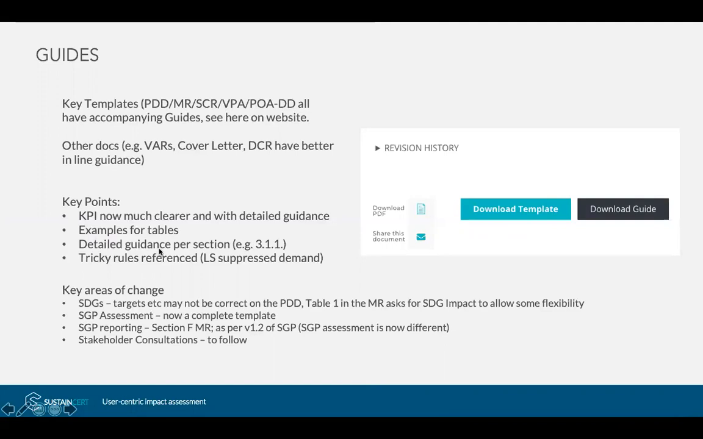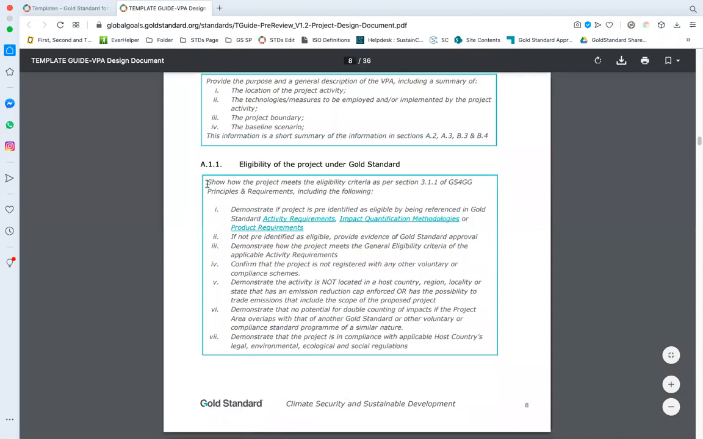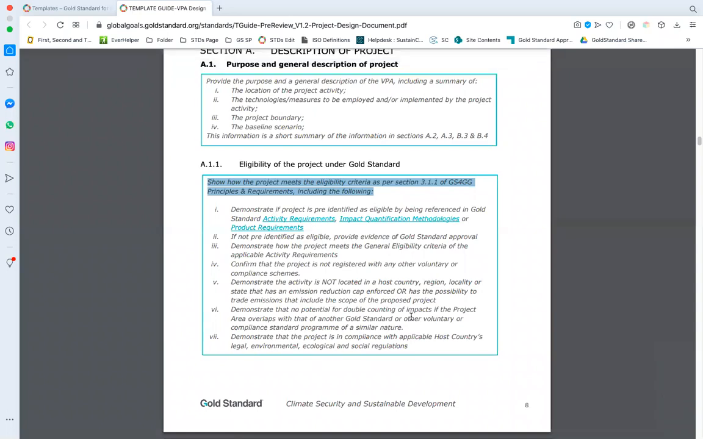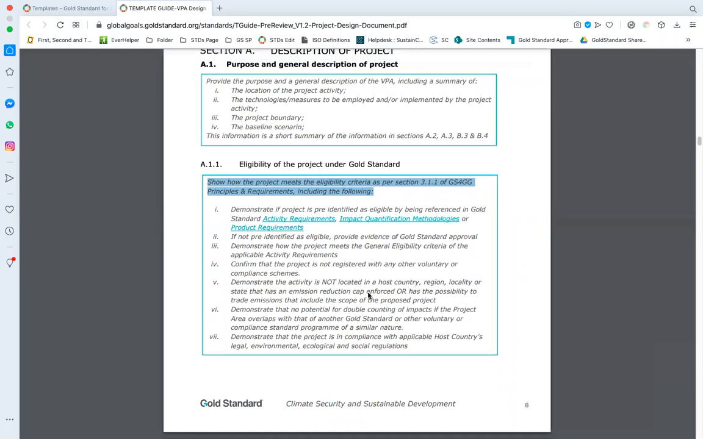There's detailed guidance per section, so I'm going to illustrate eligibility. The previous guide on eligibility was just one sentence saying please refer to section 3.1.1. Now we've fully defined the aspects that you need to capture to demonstrate eligibility under Gold Standard. Again, this concept of pointing to relevant rules makes use of the digitization of the standard to help people navigate the rules as well.